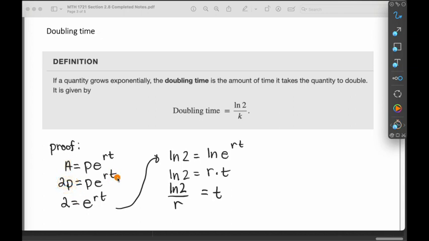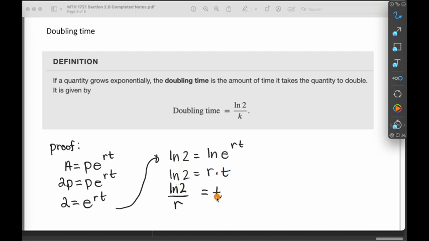I want to solve for t now. So I'm going to cross off my P's because I can divide both sides by P. That's just some constant amount of money. So I'm going to get 2 is equal to e to the rt. Then when I solve for t by taking the natural log of both sides, I get the natural log of 2 is equal to the natural log of e to the rt. Now, the natural log of e is 1, and remember, I bring this down in front. So I get rt times 1, which is just rt, is equal to the natural log of 2.